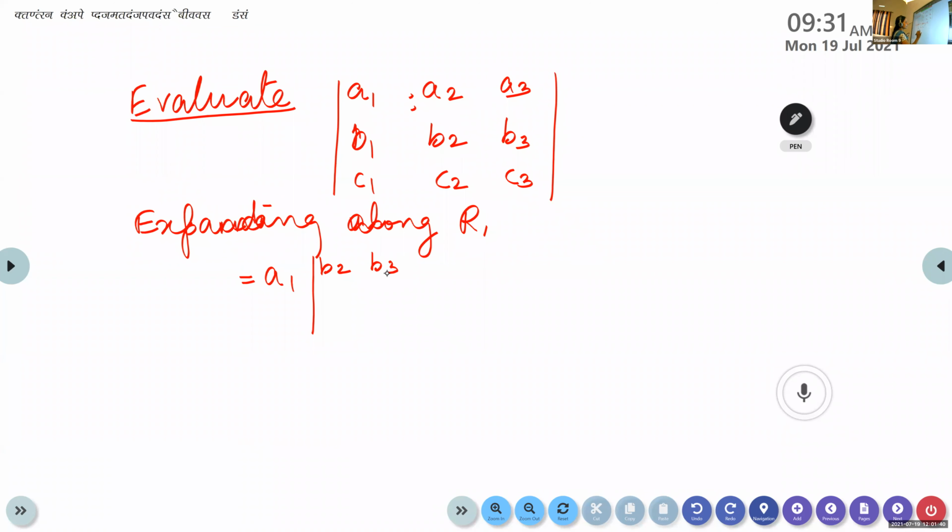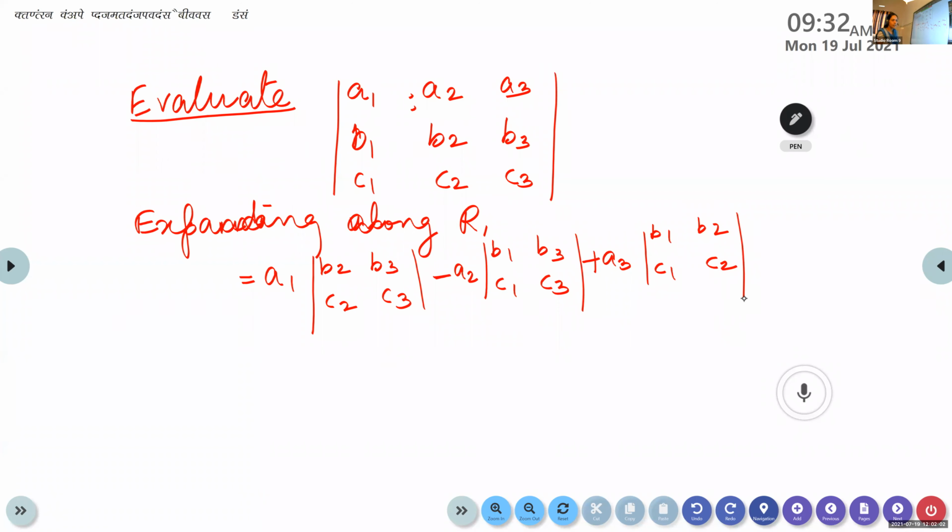B2, B3, C2, C3. Minus A2 into B1, B3, C1, C3. Plus A3 into, leave this row and column, so we get B1, B2, C1, C2. Is it clear? Is it okay? Aditya, Anila? Yes, ma'am. Okay, children.